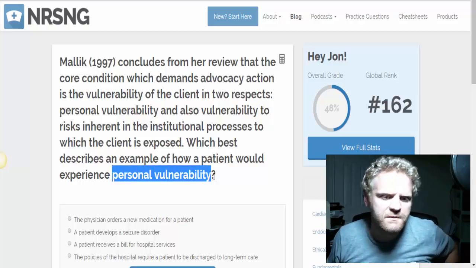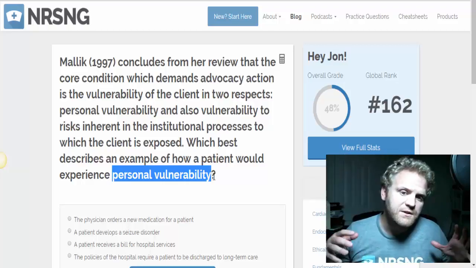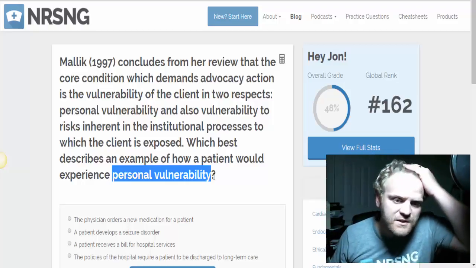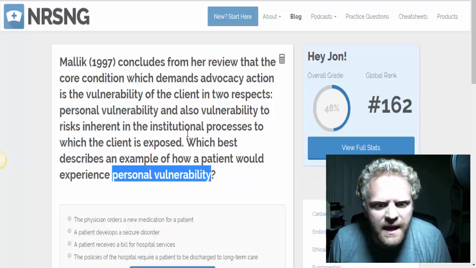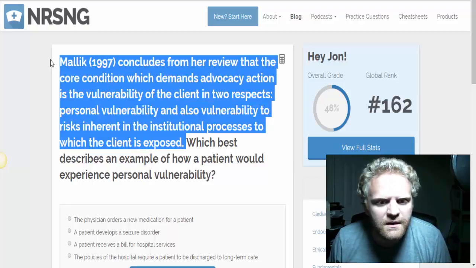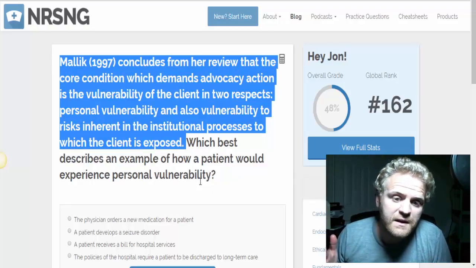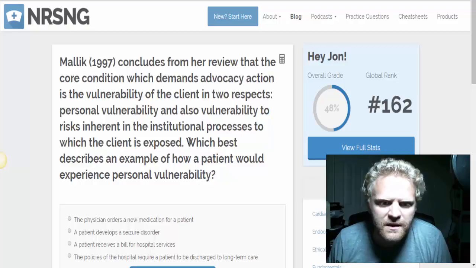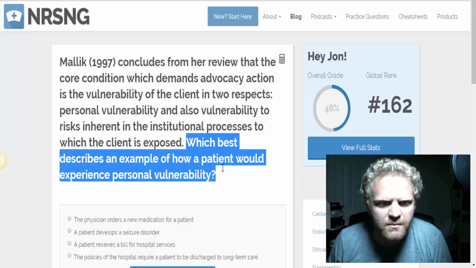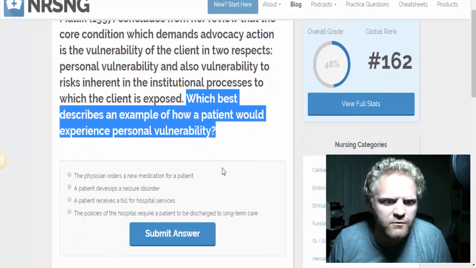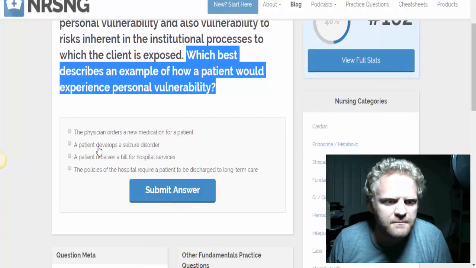So this is a good example of sometimes you're going to get questions that are going to have just a ton of words. You can see here, this is a huge question, but all it really wants us to look at, so honestly, we can ignore the entire first 2/3 of the question, because all it really wants us to do is look at which best describes an example of how a patient would experience personal vulnerability. So let's read our options here.